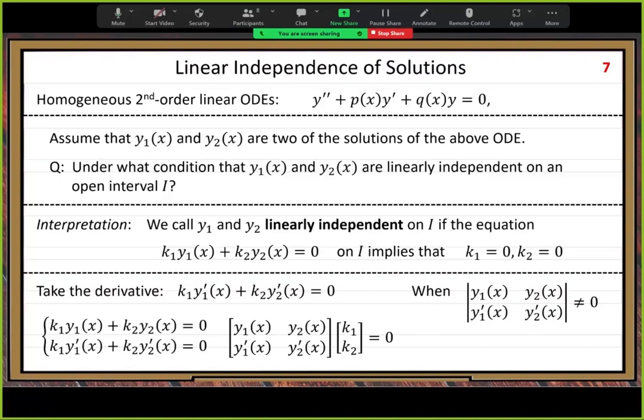Consider this whole logic. It's not too complicated, but you need to have a good understanding, because later when we summarize the whole result, there are a lot of details we need to pay attention to. The only solution is the trivial solution if we have the condition that the determinant is non-zero.